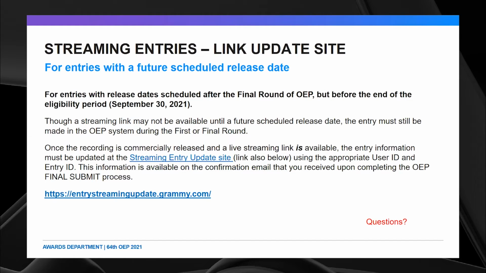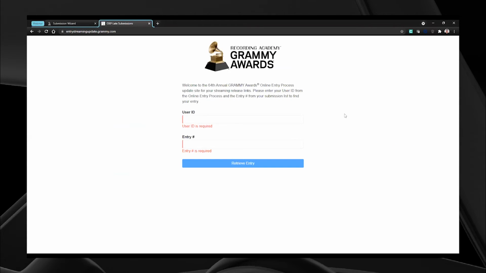So September 30th rolls around, you finally have that album link. You're going to go to the streaming entry update site, and you're going to give us that information there. And I can actually show you what that looks like. Here's that page. This is the one where you're going to say, finally got it. Here it is. Here's my link. And we're good. That's what that streaming entry update site is.